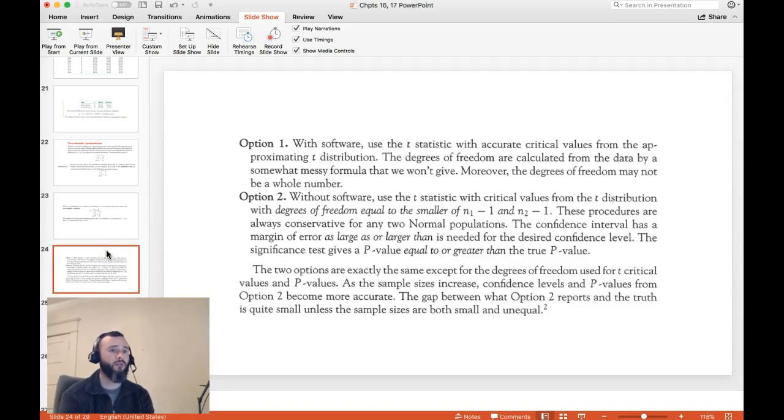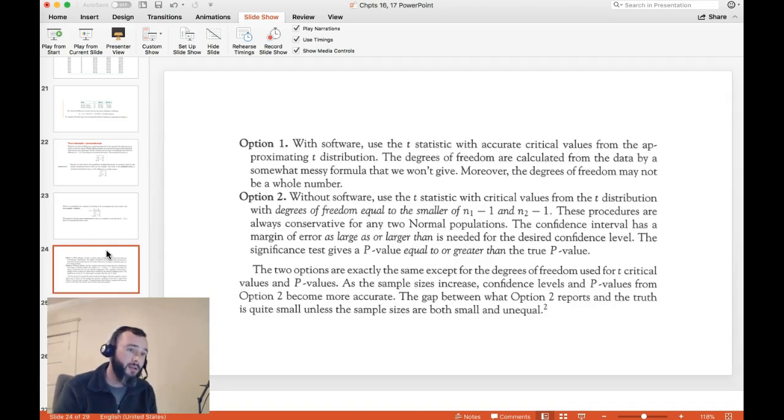Option 1 is with software, which we're not going to be doing in this class. And then option 2 is without software. We use the t-statistic and critical values from the t-distribution with degrees of freedom equal to the smaller of n1 minus 1 and n2 minus 1. That's very important. That's how you will be doing this on quizzes and tests.